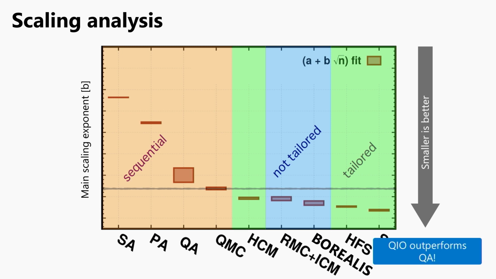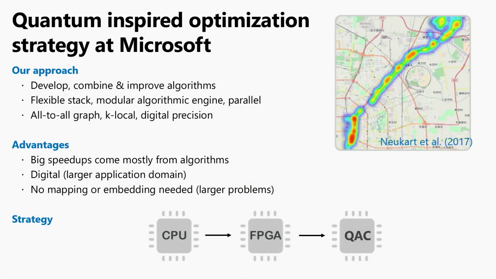So we thought we would capitalize on this here at Microsoft and decided to look into this more closely. What is our approach? First and foremost, develop, combine, and improve algorithms. This is very important. I'll get back to this again. We want to build a flexible stack with a modular algorithmic engine that is massively parallel. You see, not every algorithm is meant for every problem, so you want to be able to swap that in and out depending on what you're looking at.